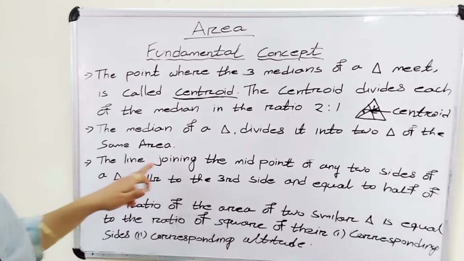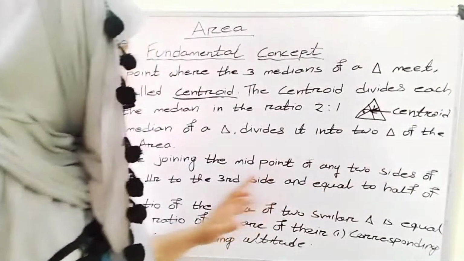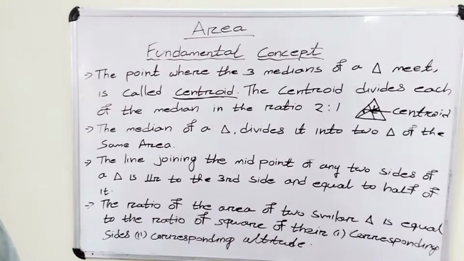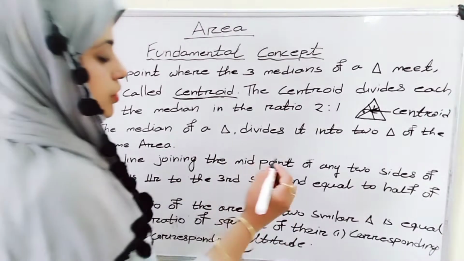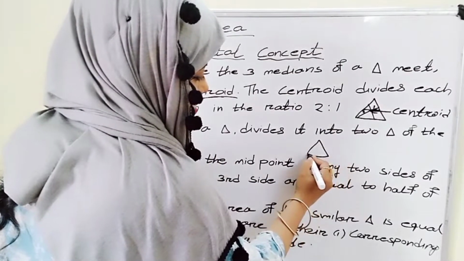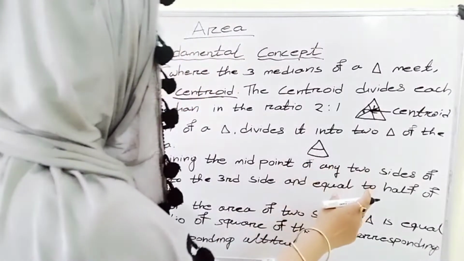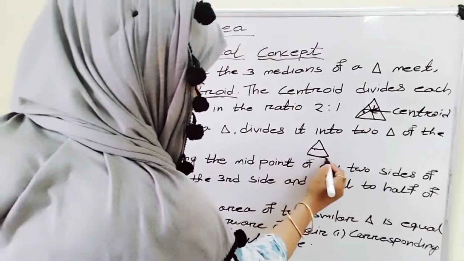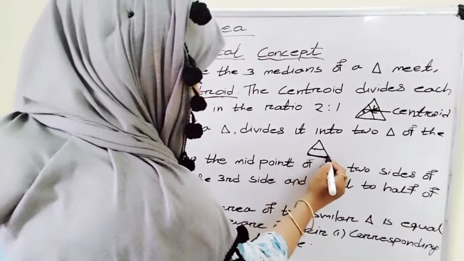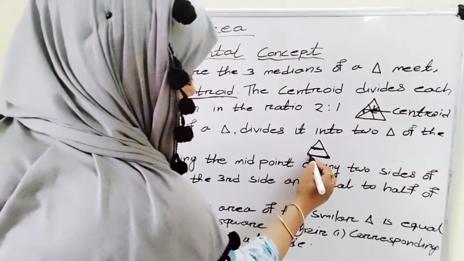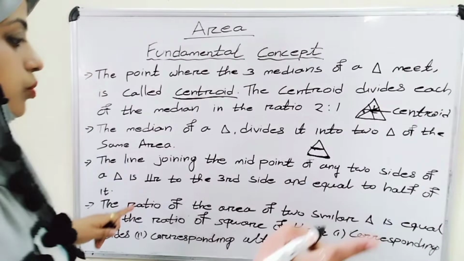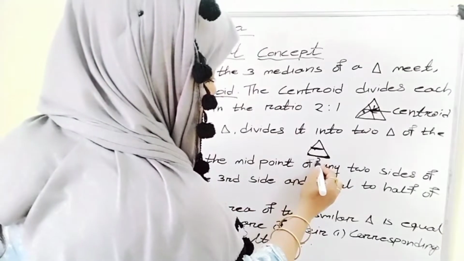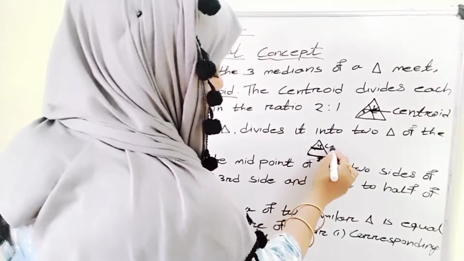Understand? Next, the line joining the midpoints of any two sides of a triangle is parallel to the third side and equal to half of it. Suppose this is a triangle and this is the line joining the midpoints of two sides; it is always parallel to the third side and equal to half of it. Suppose this is your 8 centimeter, so this is your 4 centimeter.